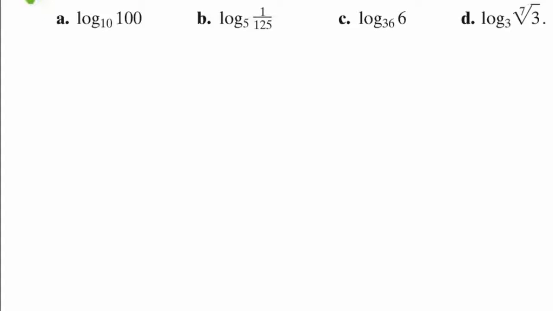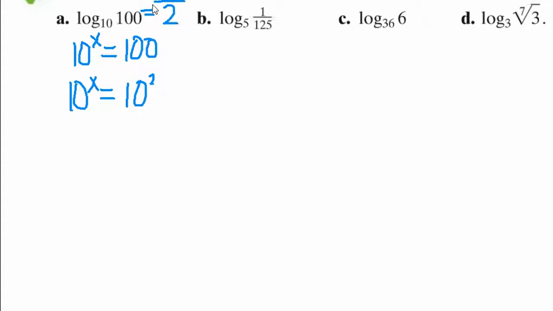So now you should be hitting play because you've done this yourself, and now you're hitting play to check your answers. So my base of my exponent is 10, and 10 to something is 100. Well, I know that 100 is 10 squared. Therefore, my answer to my logarithm is 2.